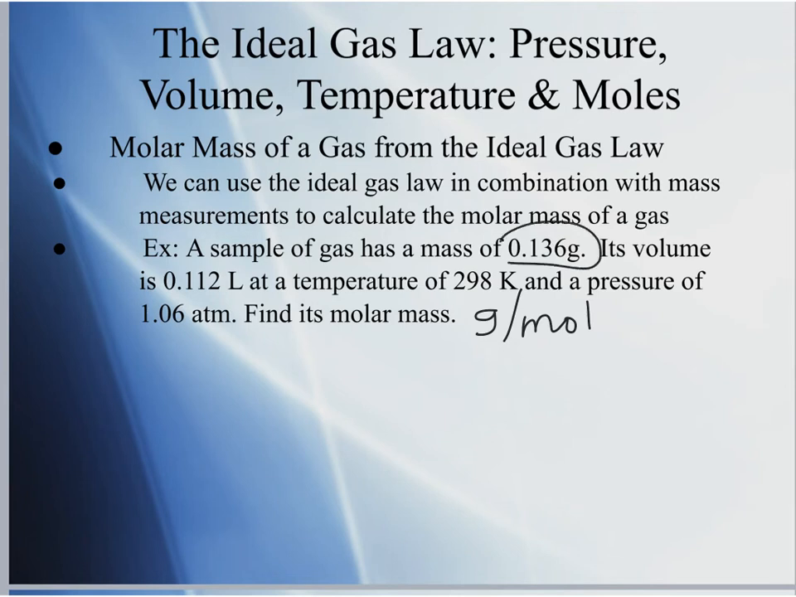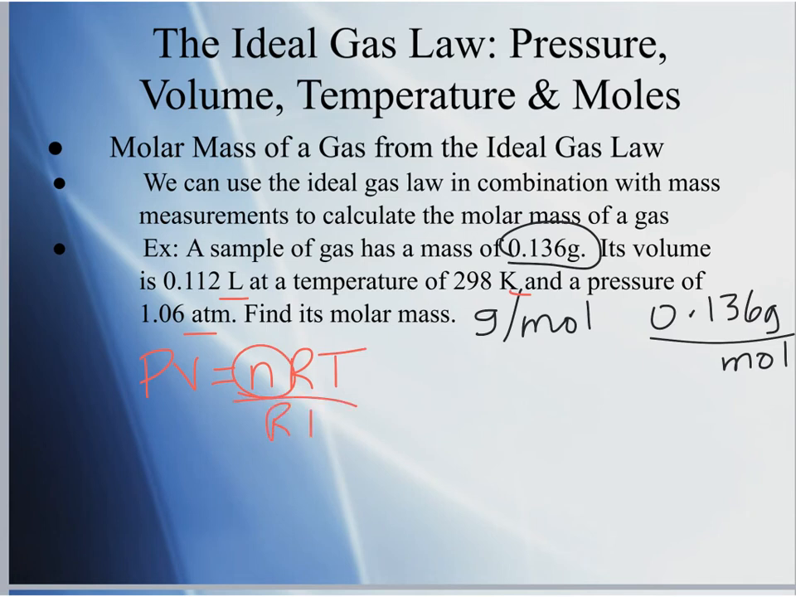So here we're given grams, so we're going to take our 0.136 grams and divide it by the number of moles of this gas. But of course we're not given the number of moles outright. What we are given is the volume, temperature, and pressure, so that we could use our PV equals nRT equation, solve for moles, right? And then we could take our grams and divide by our moles to get the molar mass. So let's do that.